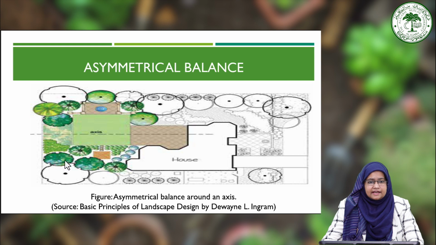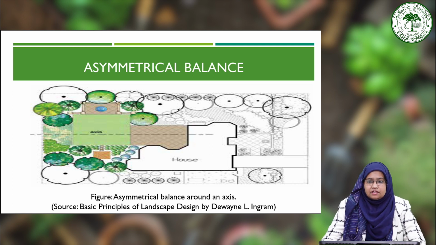Here, on this side, there are different forms. These two different forms, textures and colors are equal in visual weight, but they are not equal in their forms and texture. This gives the appearance of asymmetrical balance. This type of balance is informal and is usually achieved by masses of plants that appear to be the same in visual weight rather than total mass.